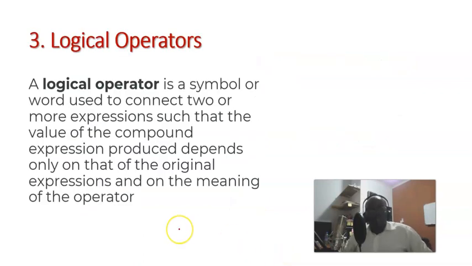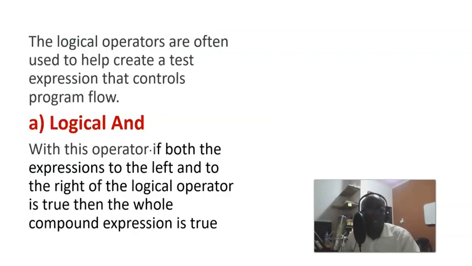Okay. Let us move on to logical operators. A logical operator is a symbol or word used to connect two or more expressions such that the value of the compound expression produced depends only on that of the original expressions and on the meaning of the operator. Let us unpack this. What do we mean by this? Now, there are three logical operators: the and, the or, the not. These are the basic ones.